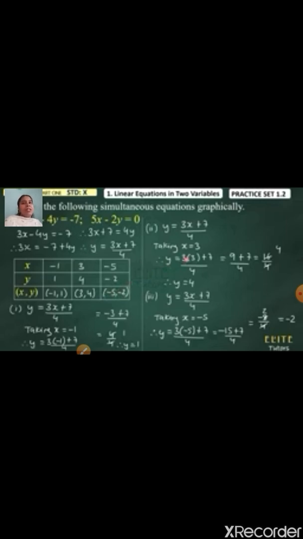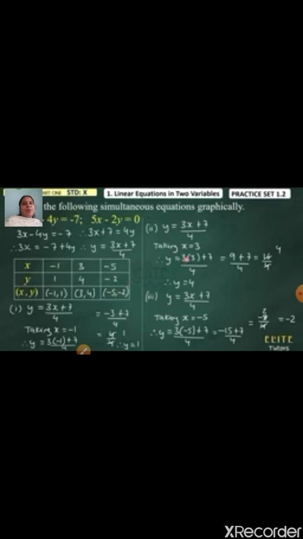Suppose now if I think about 2 and I take x is equal to 2. So 3 2s are 6. 6 plus 7, 13 upon 4. It is not getting divided by 4, so I am not going to take that value. The next value, if I take 3, look at the calculation shown here. 3 3s is 9. 9 plus 7 is 16. So 16 upon 4 will be 4. This is the way I will complete the second value, that is 3, 4.